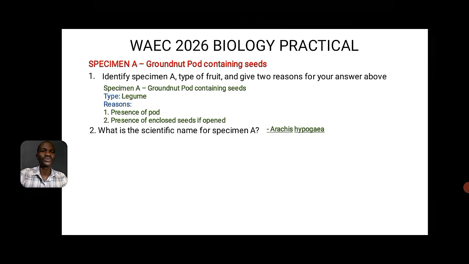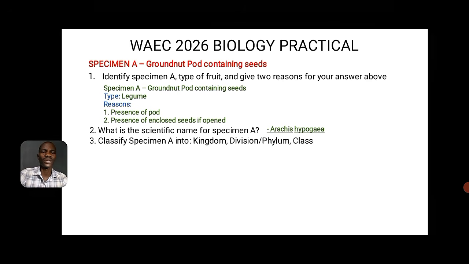If you want to write scientific names according to Carolus Linnaeus under the binomial system of nomenclature, the first name is the genus and it is written in capital letter, while the second name is the specific name and it is written in small letters. You underline them separately. If you underline them together, WAEC will not forgive you. This is one of the ways that students lose marks. This one will be a bonus, and this will be just a mark.